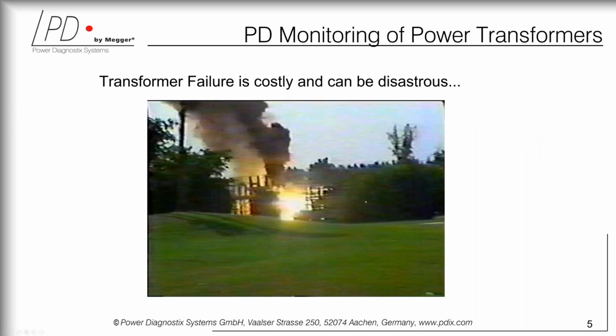So transformer failure, as we all know, can be very costly. I was just until about an hour ago in Siemens, and we were looking at some of the tests that they are doing there. And there is a plethora of testing that is being done in the factory in order to make sure that the power transformers are up and running. They are very good, very functional, and of course they will never create problems in the field.